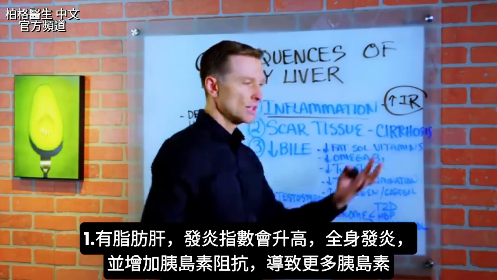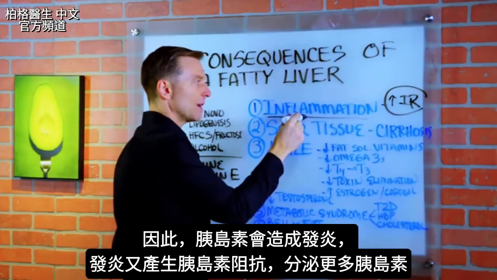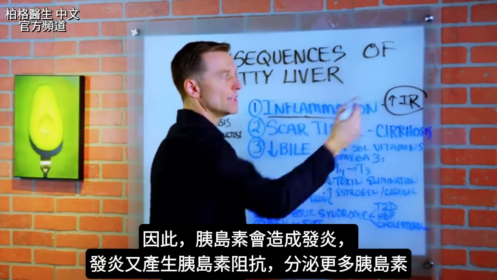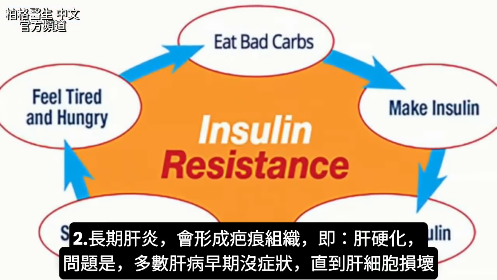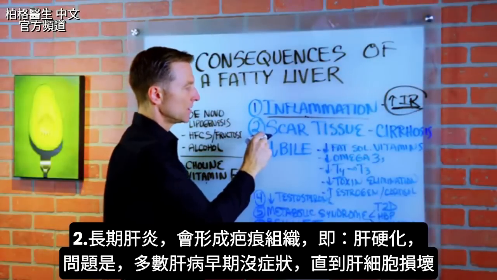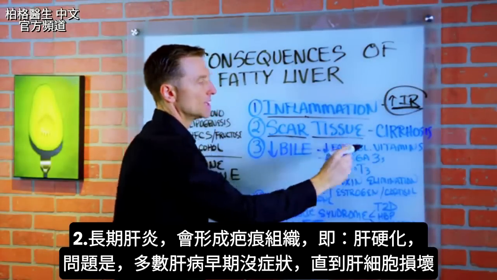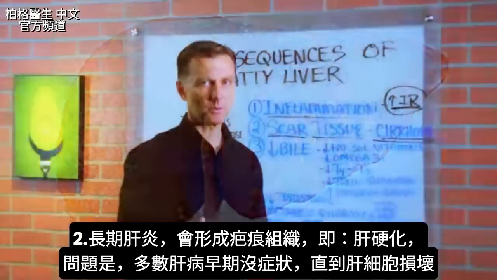So then that's going to increase more insulin. So insulin is going to create this problem, but then this problem will create more insulin through creating this condition called insulin resistance. If the inflammation is there too long, chronic inflammation in the liver, you start developing scar tissue of the liver. It's called cirrhosis. This is where you start having some really big problems.